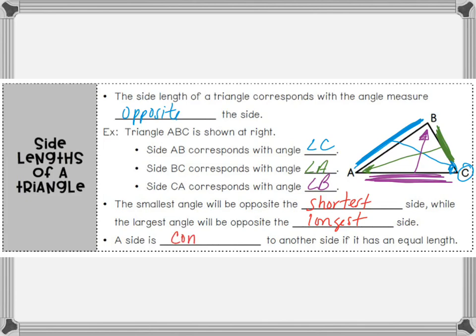Sometimes a side is congruent to another side because they have the same length. And if you have two sides in a triangle that have the same length, that means you also have two angles that have the same measure. So those sides are congruent to each other, and those angles are congruent to each other.